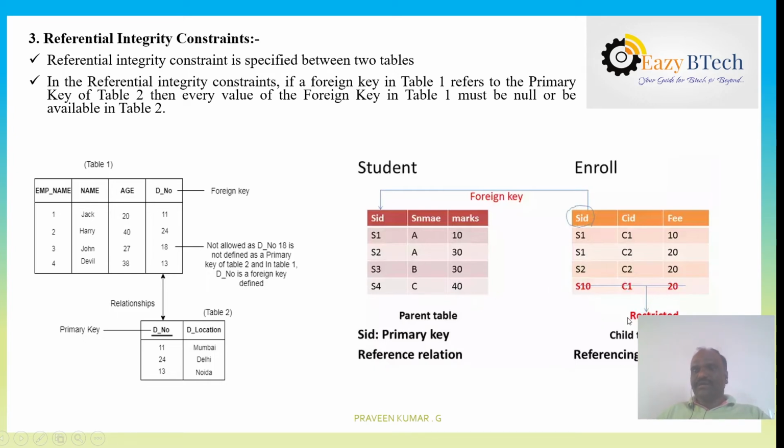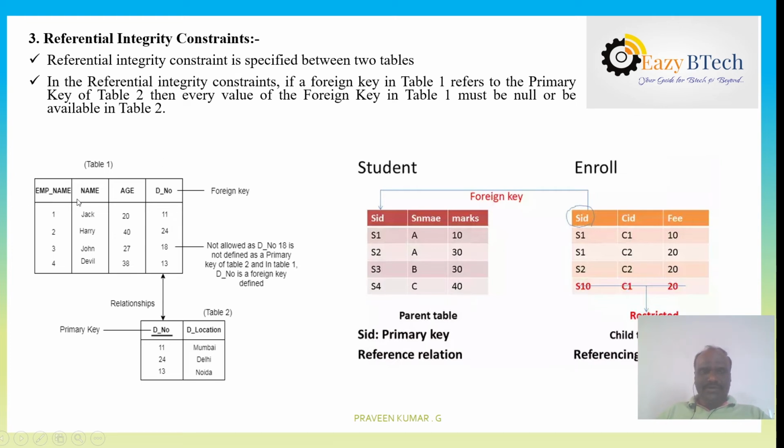Here we have a problem: referential integrity constraint. S10 must belong to a student; then only is it eligible, otherwise it is not eligible. Suppose I am not a student, I am a faculty member, and I want to enroll in a specific NPTEL course as a JNTU student. Is it possible? Not possible. Why? Because only if I am a student am I eligible to enroll in a course. That's why in table 1 and table 2, it is compulsory.